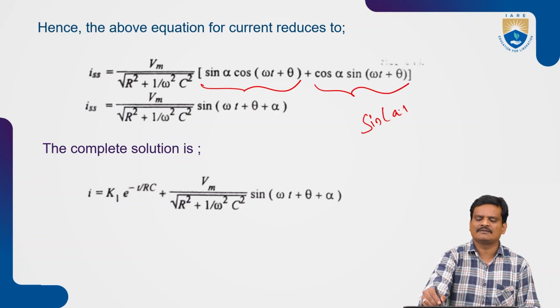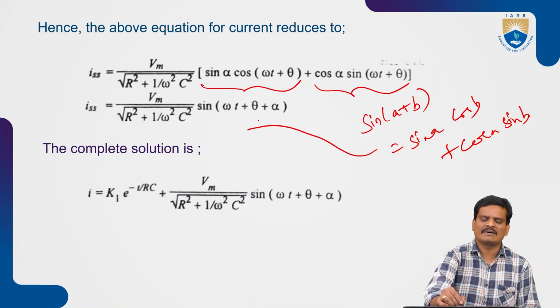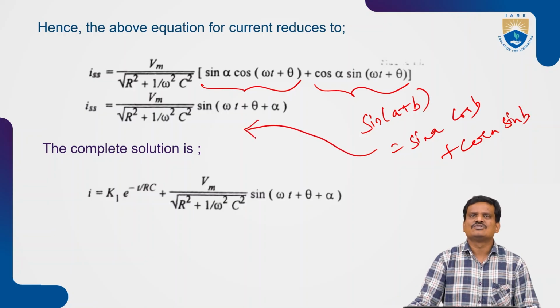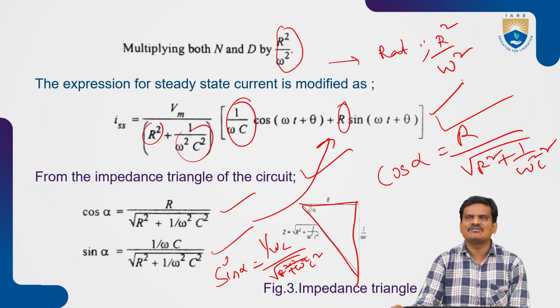Sin of A plus B equals sin A cos B plus cos A sin B. By using this, I have replaced the parameter of the steady state current like this. In order to standardize the expression I got for the steady state response previously in this slide, this expression can also be reframed.